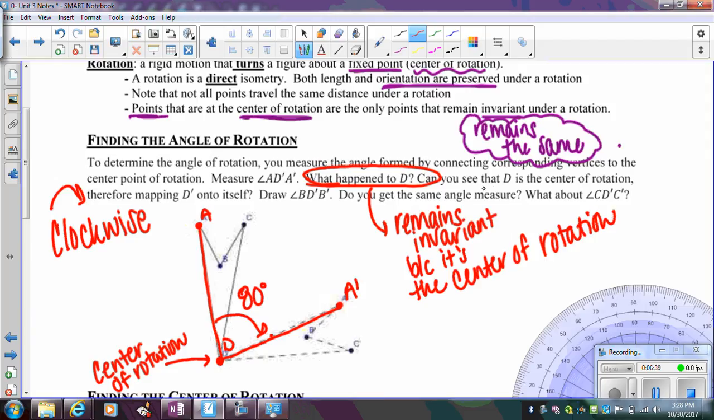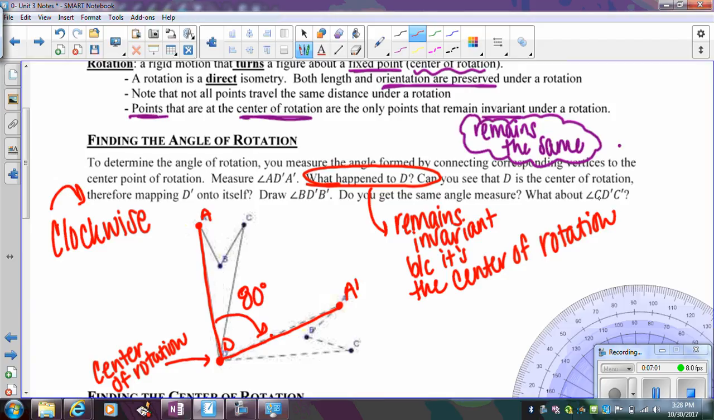And then it says, can you see that D is the center? Well, yes, it is, because it stays in place. So every point is coming from D. See how everything from D is the same distance away? So you might not be able to verify that right now, but you can kind of eyeball that and see that A to the center is the same thing as A prime from the center. So that's an important idea.